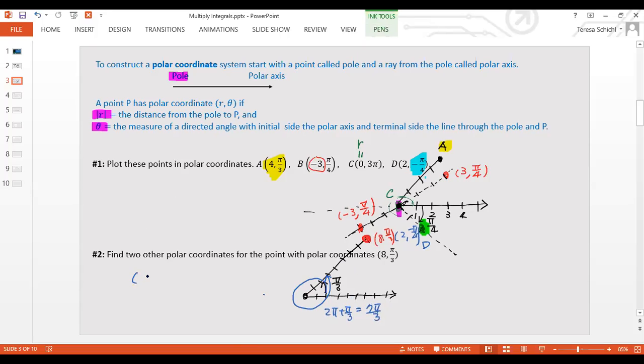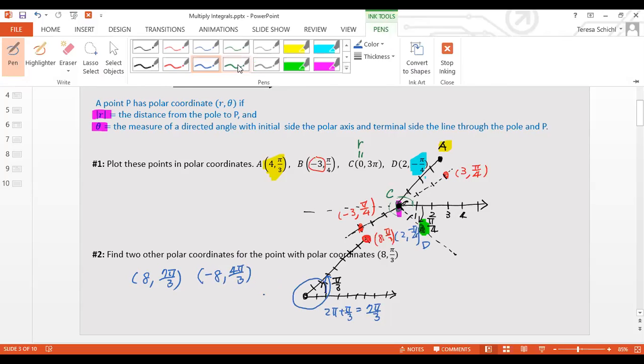So I know I can say (8, 7 pi over 3) will give you the same point here, okay? And now, I say I can find another one. Let's see if this one is true or not. I say this is (negative 8, 4 pi over 3). Okay, 4 pi over 3 is here.